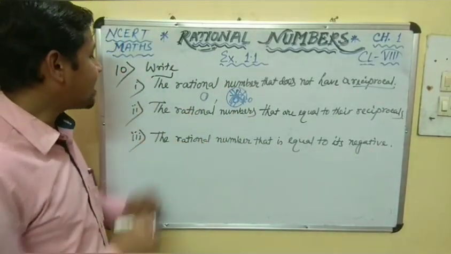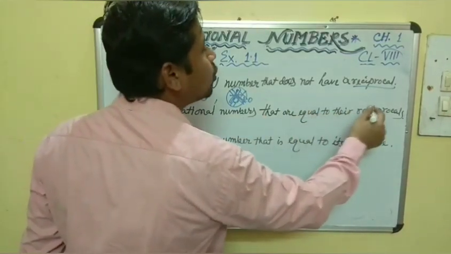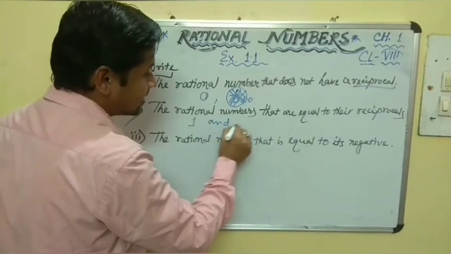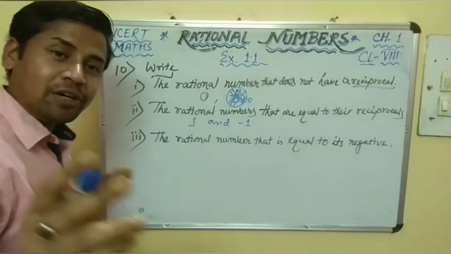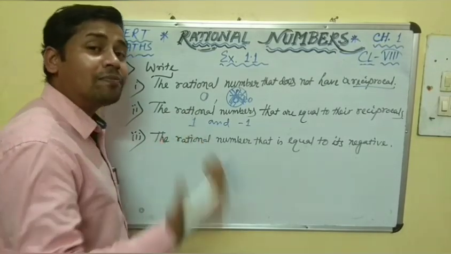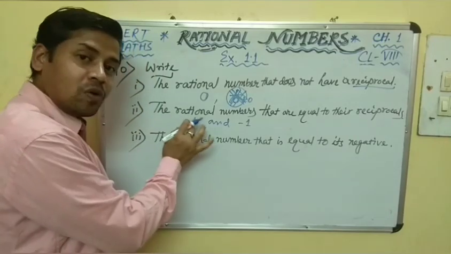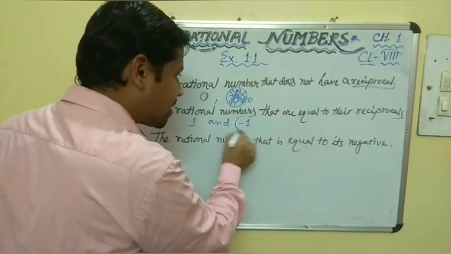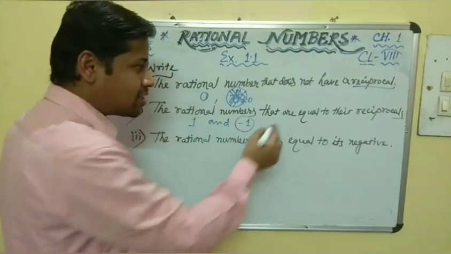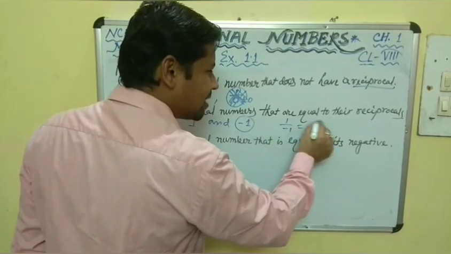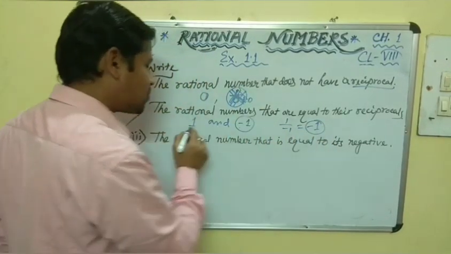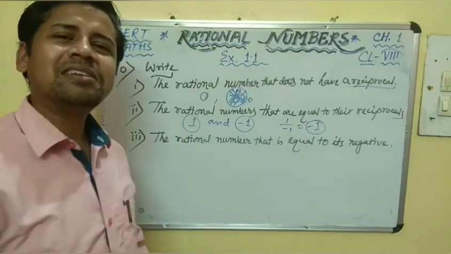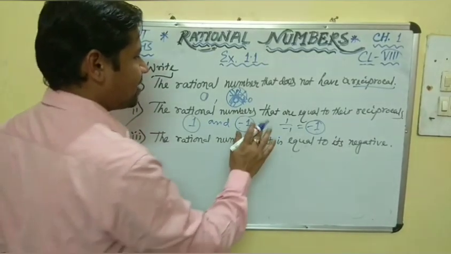Now the next one is saying the rational numbers that are equal to their reciprocals, such as 1 and -1. First of all, what is the reciprocal of 1? 1 by 1, that is 1. So 1 is the reciprocal of 1. At the same time, what is the reciprocal of -1? The reciprocal of -1 is 1 by -1, which is nothing but -1. That means their reciprocals are the same. So I think it is clear to you.